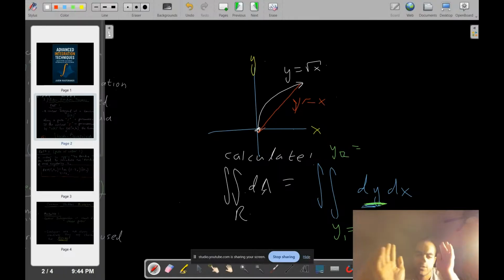Now, what we do is we go from the lower curve, which is this one I'm highlighting here. We go from the lower, and then we go up. So start here at y equals x, and then we go to root x. So y equals x to root x. That's our dy element. You understand what I mean? So my lower limit of integration would have to be x. You see what I'm doing?